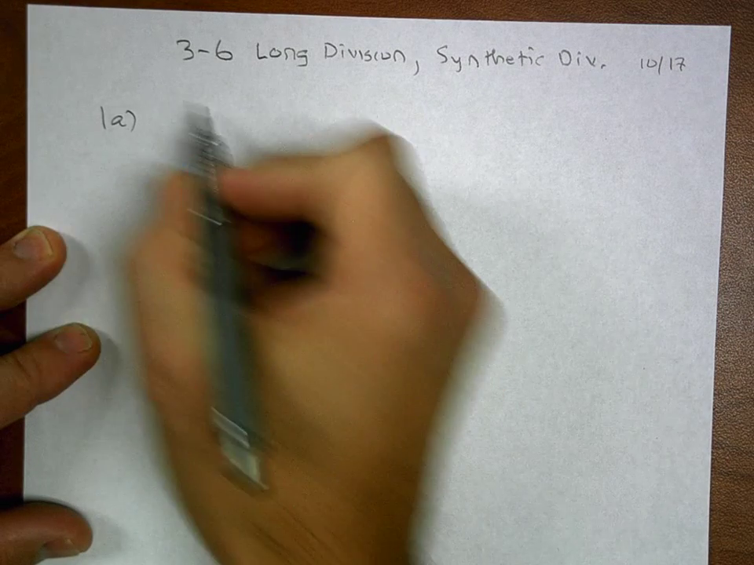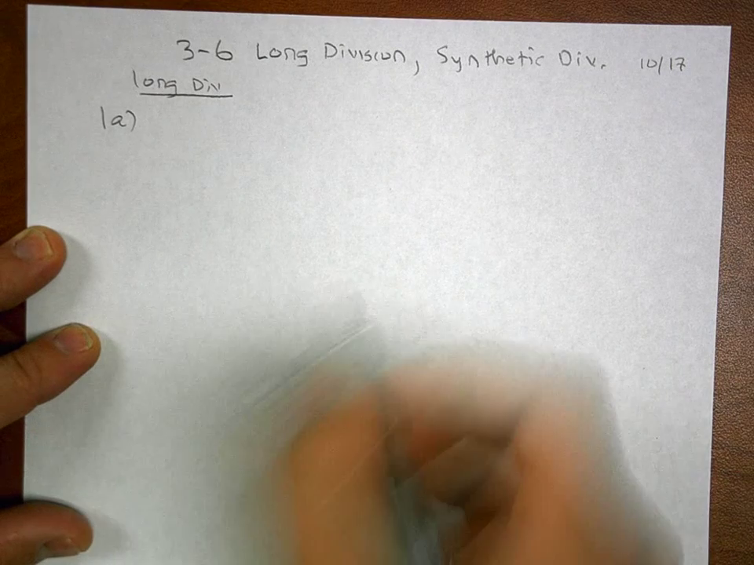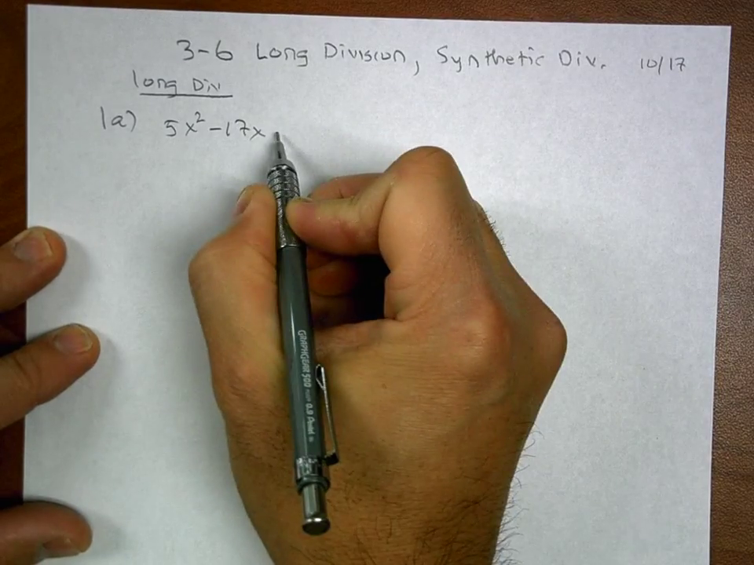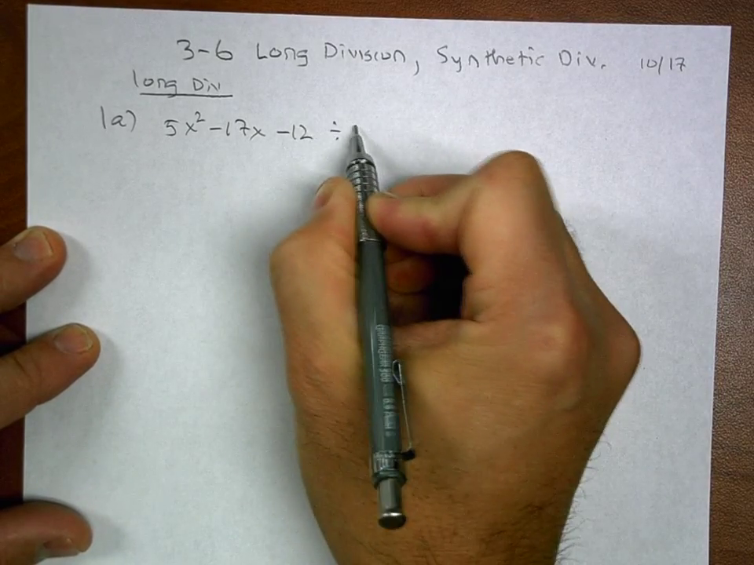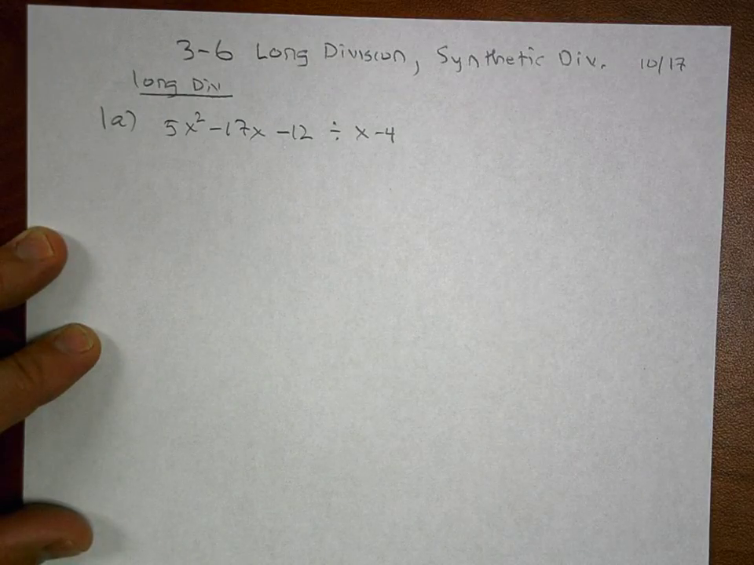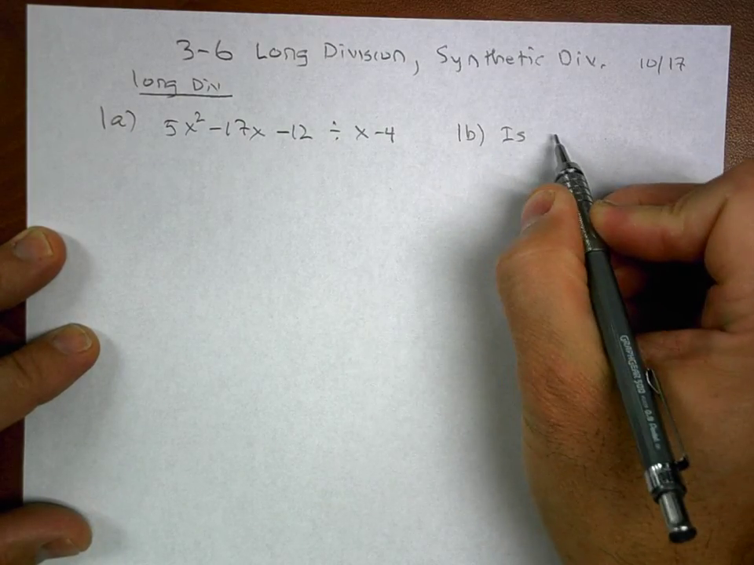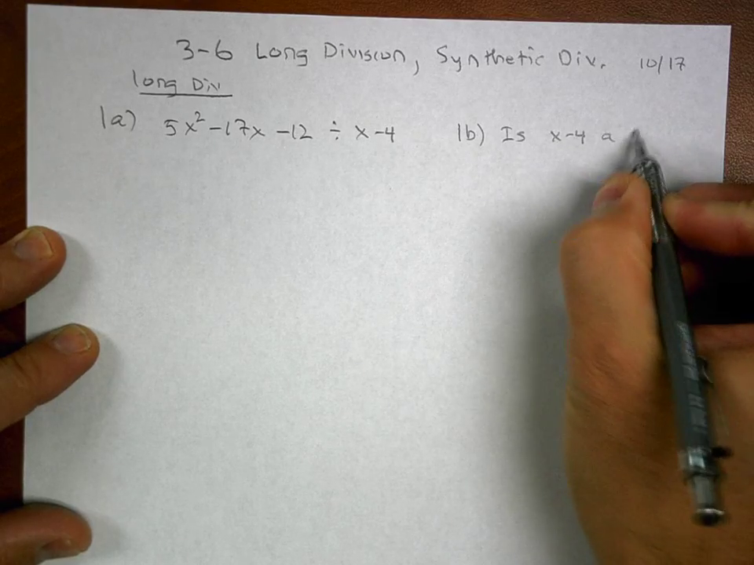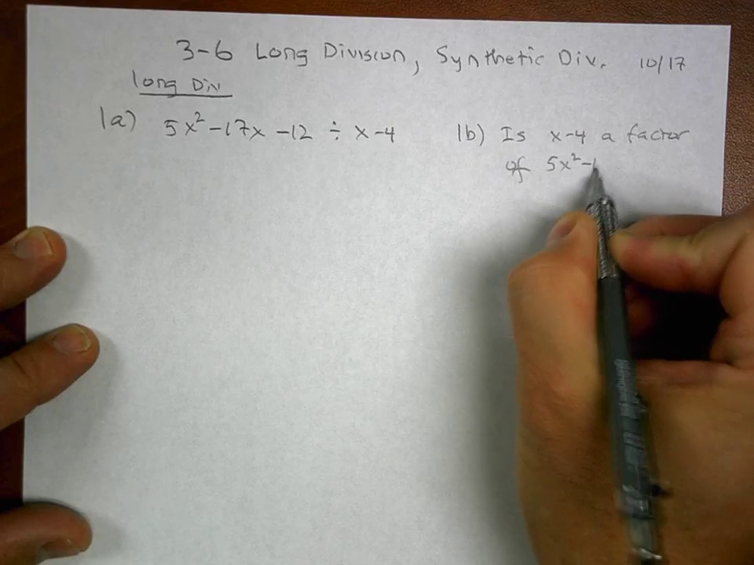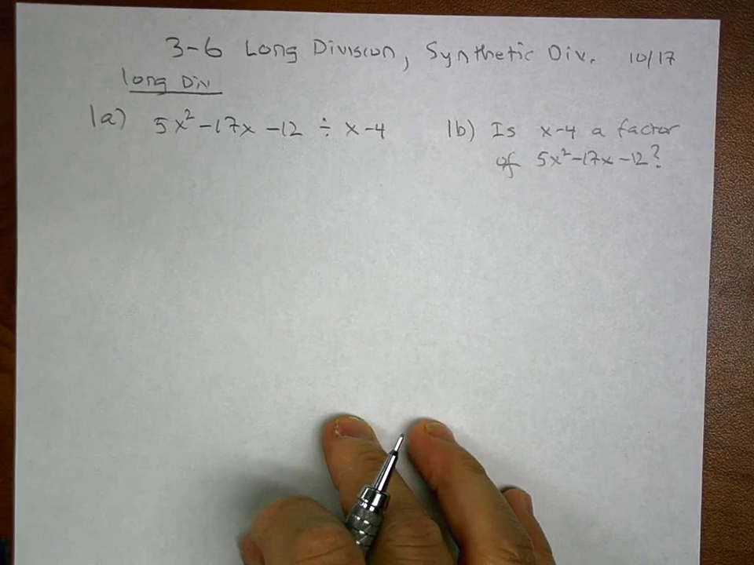So 1a. So this is long division. So we'll do this first. All right, so let's say we have 5x squared minus 17x minus 12, and we're going to divide this by x minus 4. Okay, we'll set that up in a second, but let me go ahead and put 1b, and I'll ask, is x minus 4 a factor of 5x squared minus 17x minus 12? Question mark. We'll get back to that and answer that after we divide.